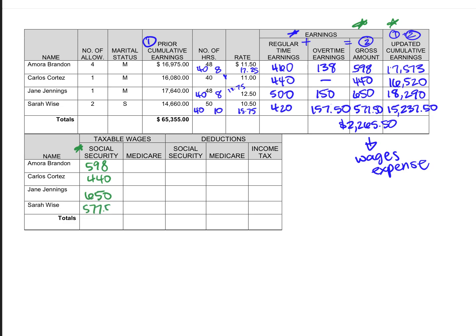Again, because all of their wages are subject to Social Security tax. And then next in this column, we'll be multiplying it in our calculator by 0.062, which you remember is the same as 6.2% as a decimal. All right, so our first calculation, you would take 598 and multiply it by 0.062 in your calculator, and you should get $37.08. Do the same thing for all the remaining employees.